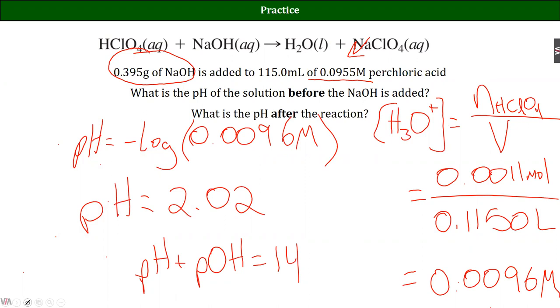So what do you take? So that's our moles per liter, right? When you take the log of that, she gets -2.02. Oh, look at that. That fix it, Preston?